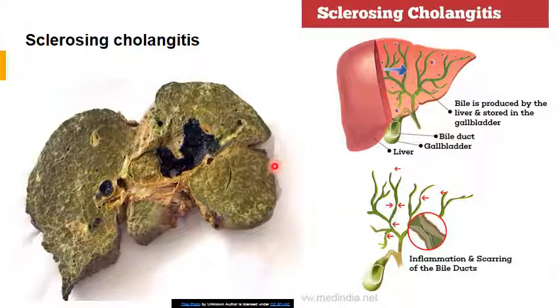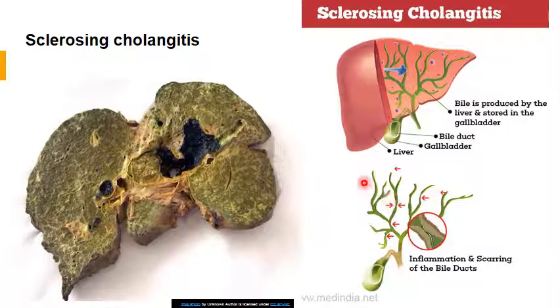So the next extraintestinal manifestation of IBD that we're going to discuss is sclerosing cholangitis. We all know that bile is produced in the liver and is stored in the gallbladder. Remember, bile is not produced in the gallbladder. In sclerosing cholangitis, these bile ducts get inflamed and there is narrowing and scarring of these bile ducts, which prevents the bile from reaching the gallbladder.